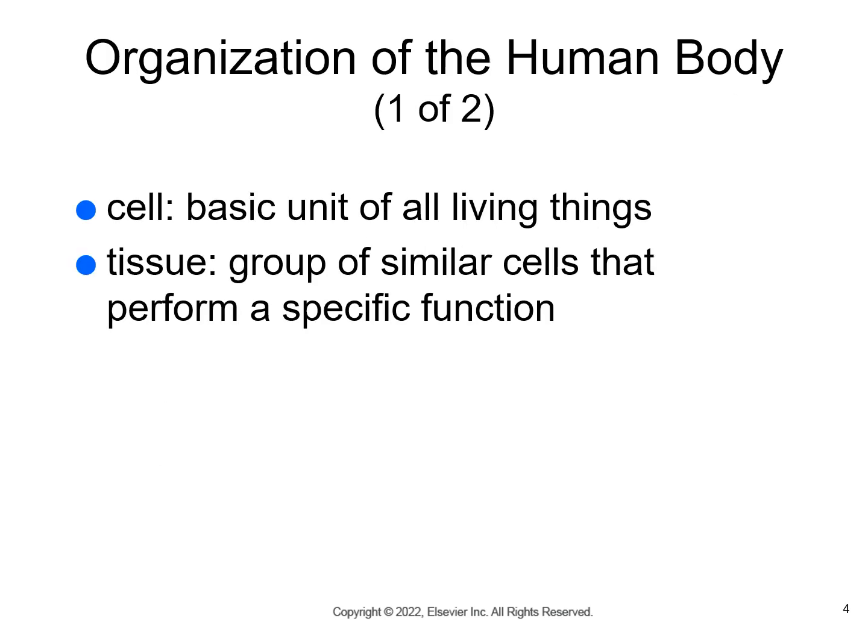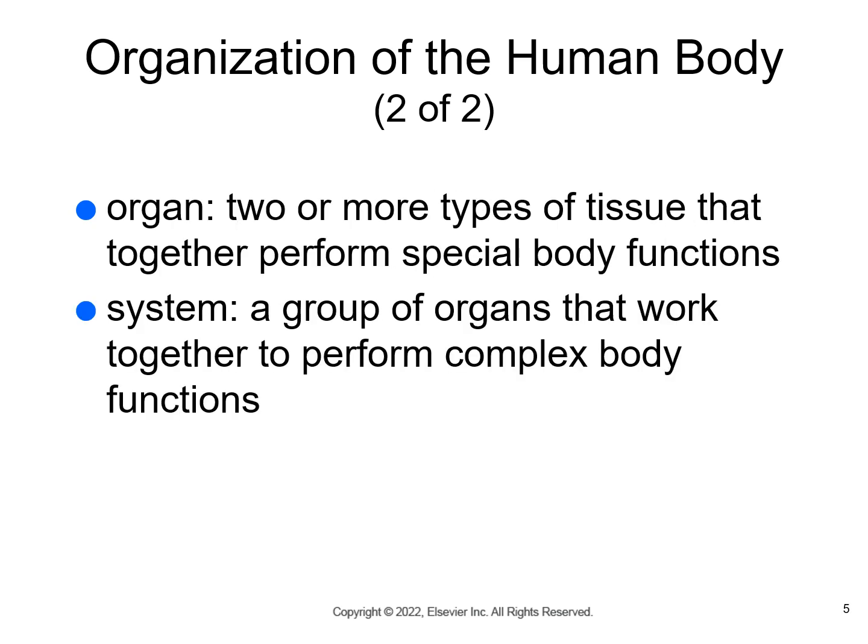When we look at the body, we start with the basic unit, which is the cell. That's the basic unit of all living things. And then from the cell, we go to combining similar cells that perform a specific function, and those grouped together become tissue. The next division of the organization becomes the organ, and this is two or more types of body tissue that combine together to create a specific body function.